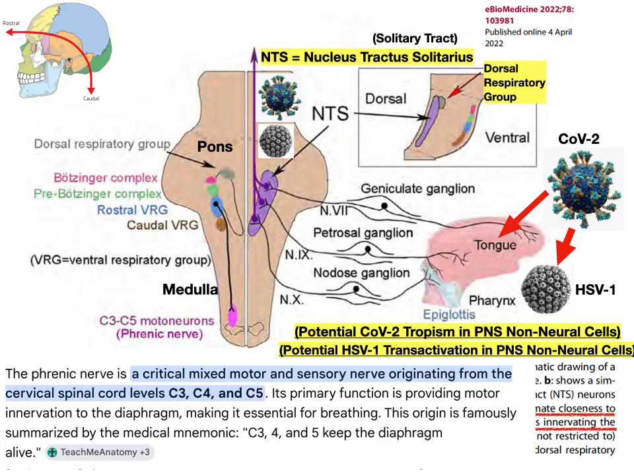The origins of the phrenic nerve are famously summarized by the medical mnemonic: C3, 4, and 5 keep the diaphragm alive. This is a compact way of remembering that these cervical neurons coming out of vertebrae 3, 4, and 5 in the neck are essential for controlling the diaphragm.